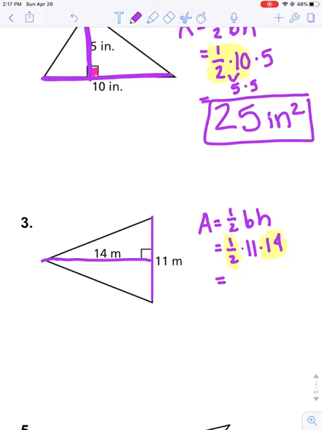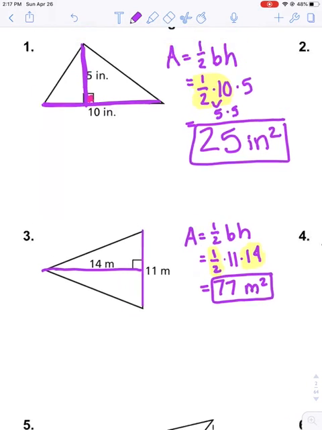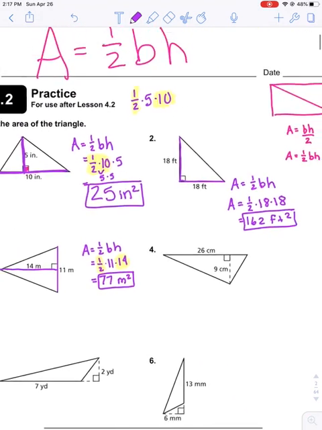I could multiply 1/2 times 14 in my head. That's 7. Half of 14 is 7. And then times 11 is 77 meters squared.